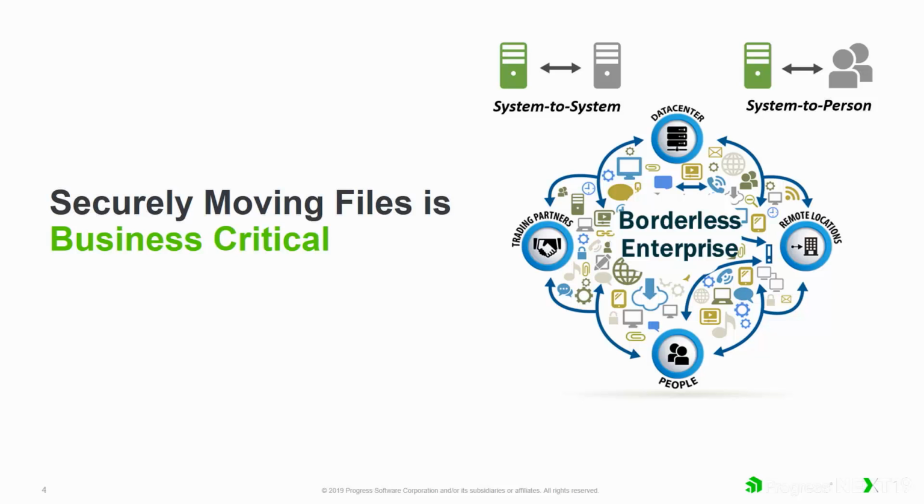So we have system-to-person use cases. Think about going to your investment portfolio and downloading a statement of your performance for the last quarter. That would be an example where you as an individual are triggering a download from a system that's in a lights out kind of mode, but then sending it to you as a person.